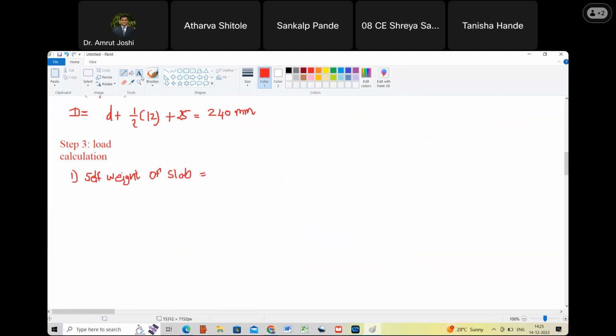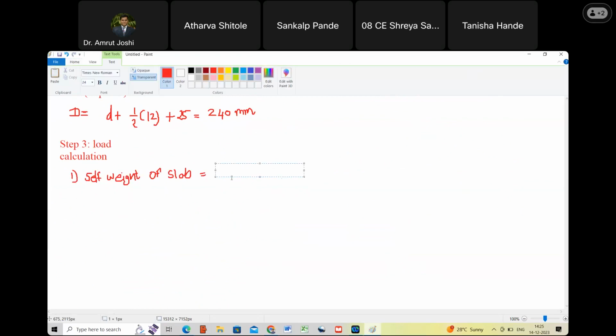So how do I calculate that? I have to compute the volume of that 1 meter by 1 meter chunk. So it is 1 meter into 1 meter into 0.24, which is the overall depth of the slab in meter, multiplied by density 25 kilonewton per meter cube. Are you with me? Yes, sir.